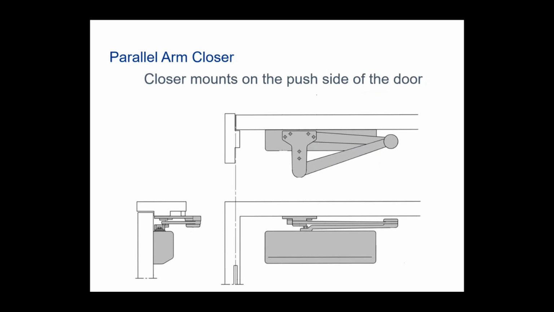On a parallel arm, it's a little bit different. On the stop, underneath the head of the frame at the stop, a parallel arm shoe is installed into the head, and the arm itself runs parallel to the door. It's on the push side, and it operates as such.